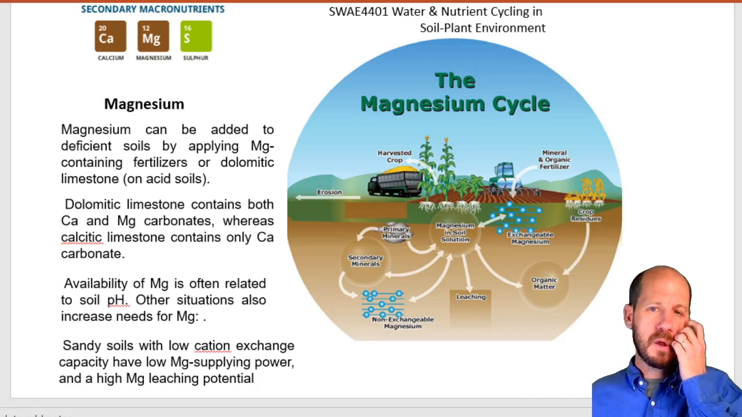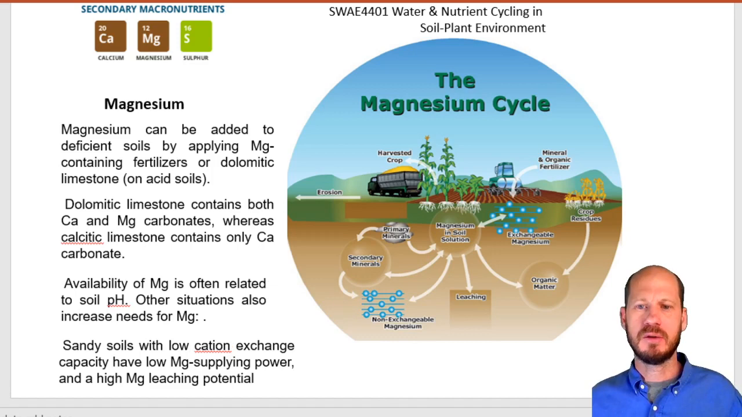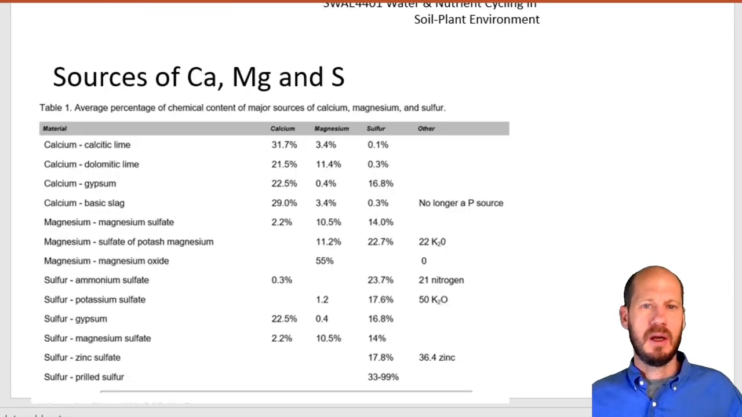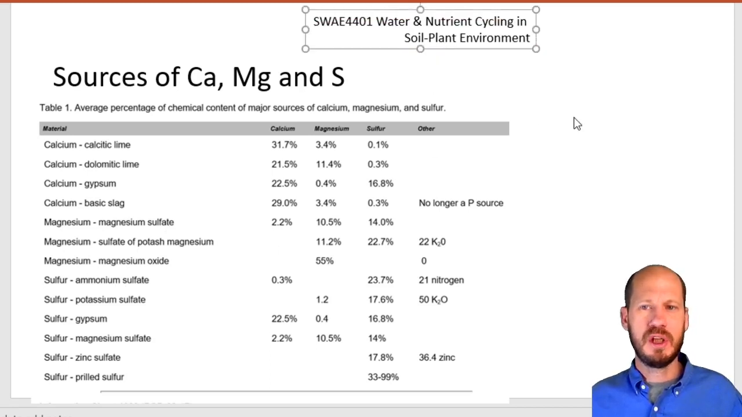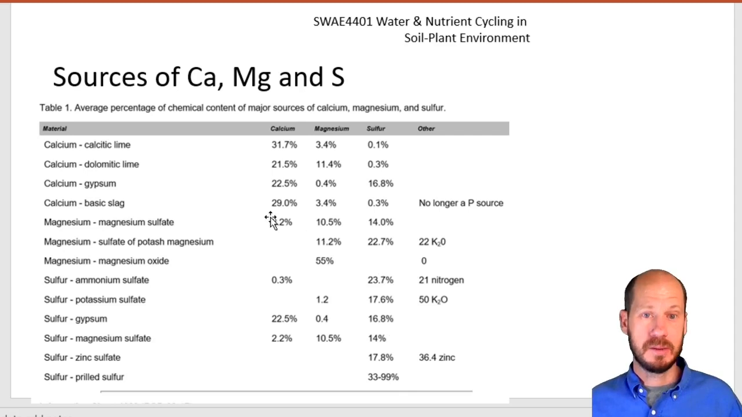So the magnesium cycle, as I was saying, is similar to calcium. It will not have an atmospheric component. It's cycled through the rocks, into the soil, and in the soil it's taken up and deposited on the soils and cycled, and then it's leached or lost to waters. As the main sources that you will have for nutrition of calcium and magnesium, there will be limes. So calcitic lime and dolomitic lime are the main sources of supply of these nutrients to plants.